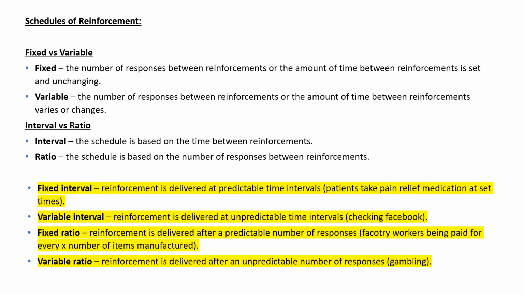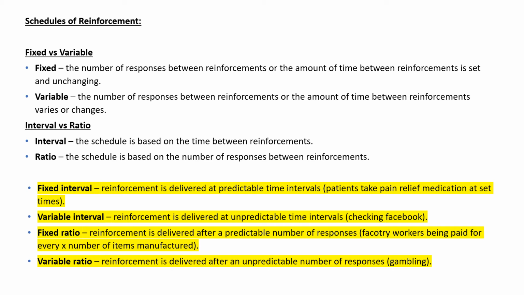It's interval because it's tied to time. It's not tied to what you do. And it's variable because it's unpredictable. Then we have what's called fixed ratio. This is where reinforcement is delivered after a predictable number of responses. So we might have a factory worker who's paid every X number of times an item is made. Let's say that for every 3 times a person assembles a calculator, they're going to get X number of dollars. So it's very predictable. And that person knows that they're always going to get reinforced after 3, not after 2, not after 1, but after 3.